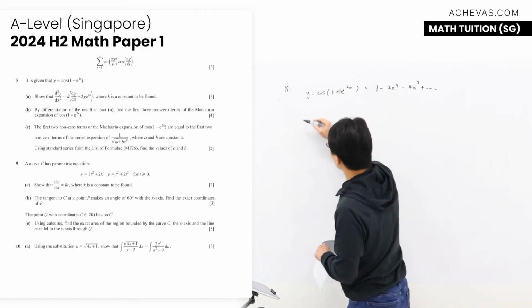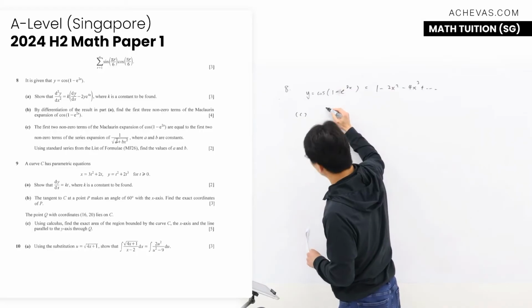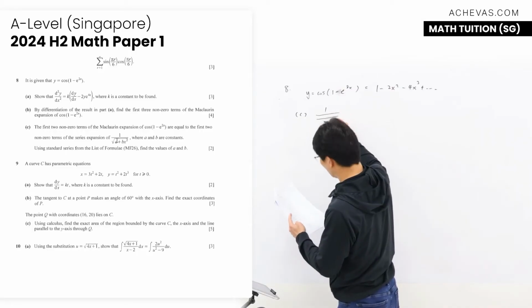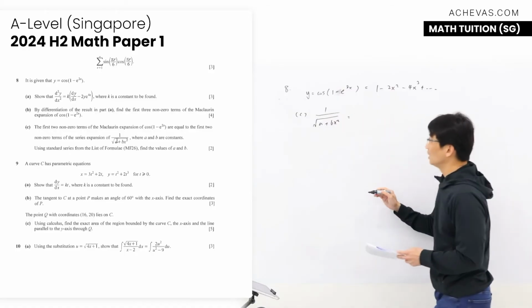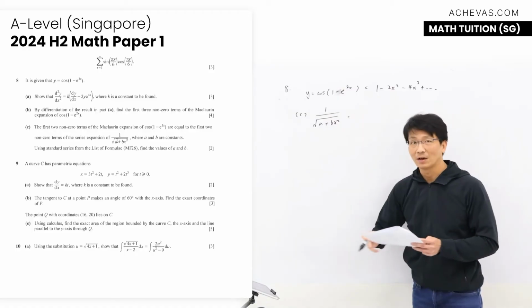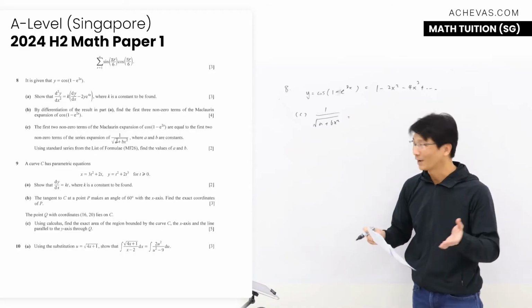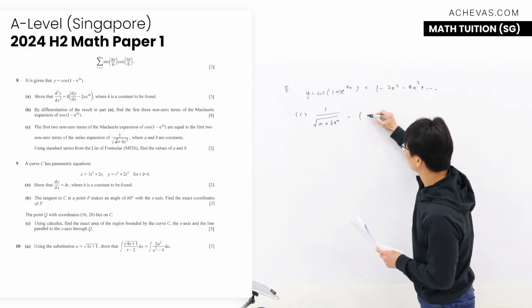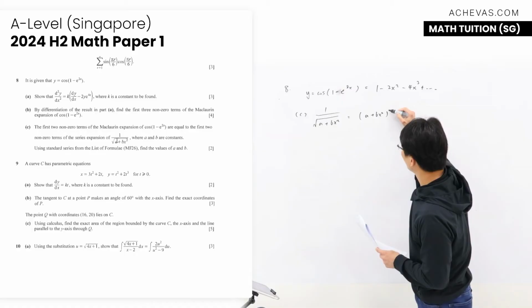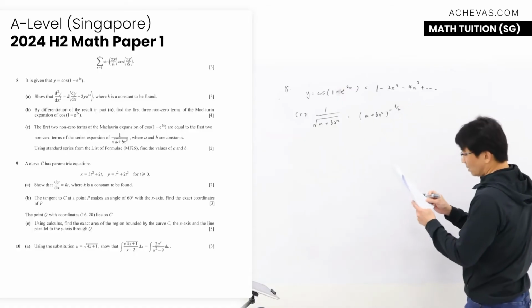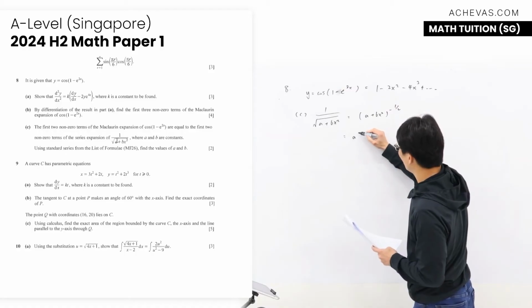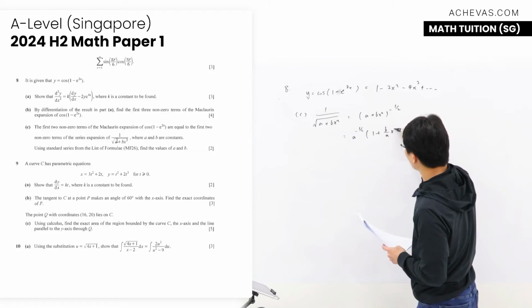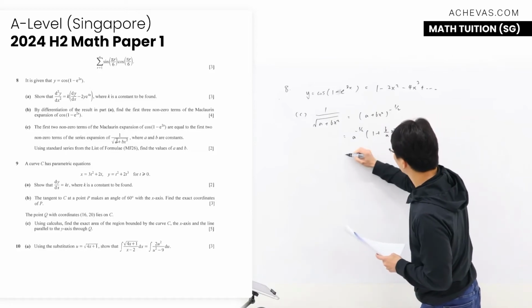And for this particular expression, 1 over square root of a plus bx squared, I'm going to re-express this into a form which I can expand out using my MF26 for the binomial expansion. This will just be equal to a plus bx squared to the power of minus half. I'm going to factorize out my a, so I will have a to the power of minus half here, times 1 plus b over a x squared, to the power of minus half.